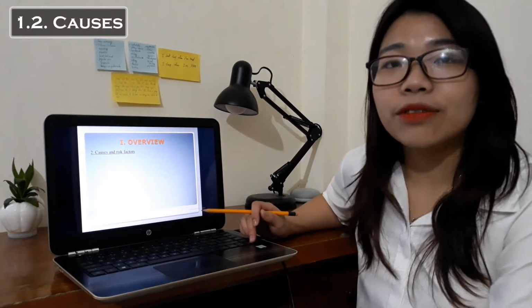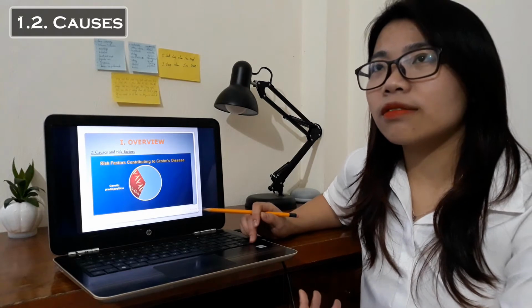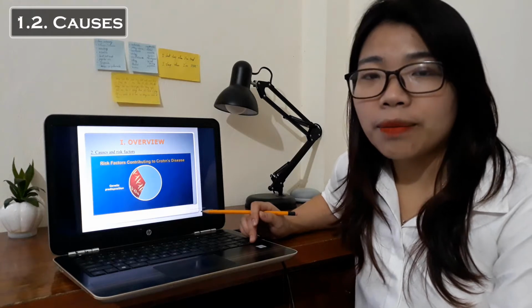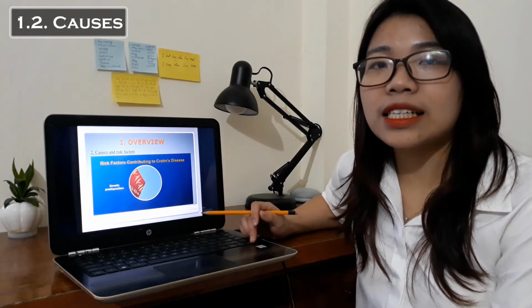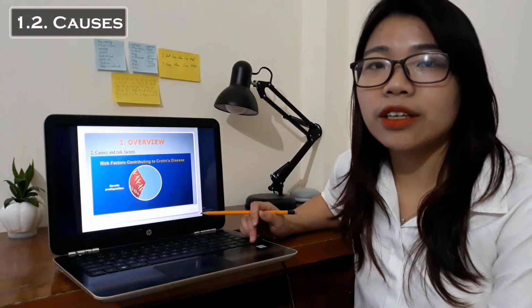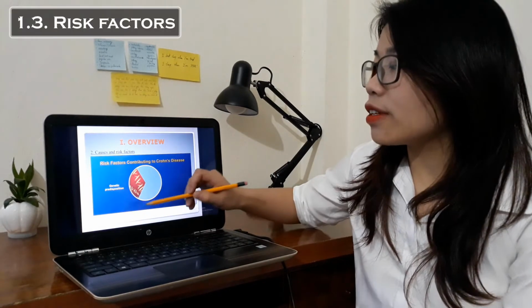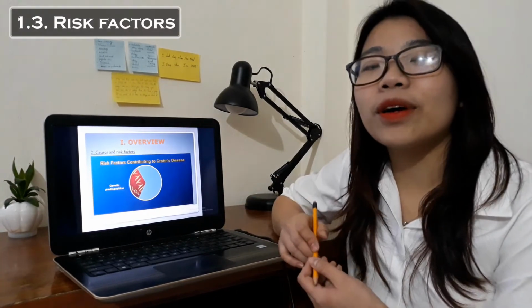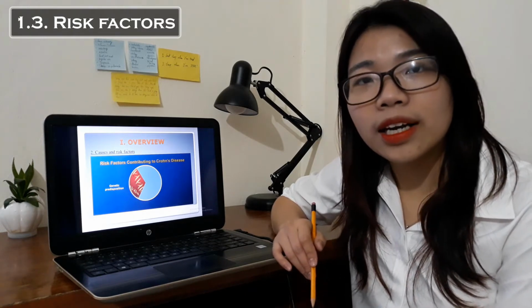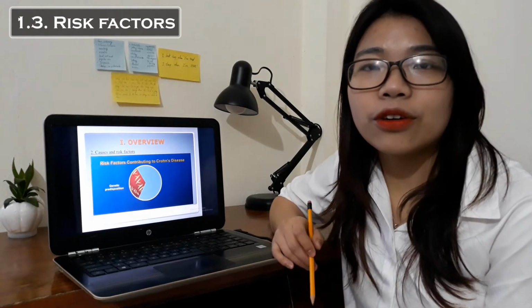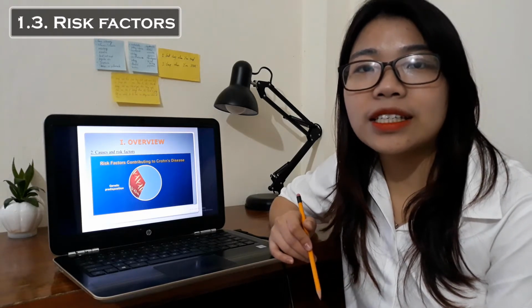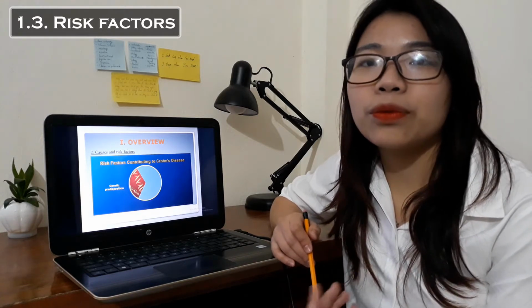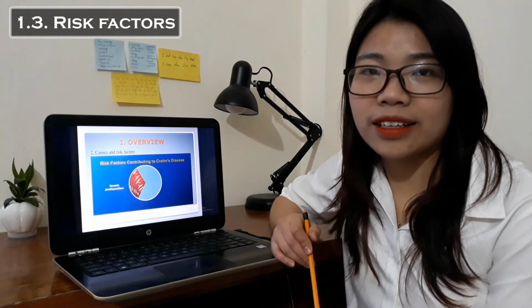Okay, about the causes and risk factors. The exact causes of Crohn's disease remain unknown, but the scientists believe that Crohn's disease is caused by the combination of 3 factors. The first thing is genetic predisposition. It's something like what you already had since you were born, and if any members in your family, like your parents, your siblings, are diagnosed with Crohn's disease, you will be in a higher risk of getting it.